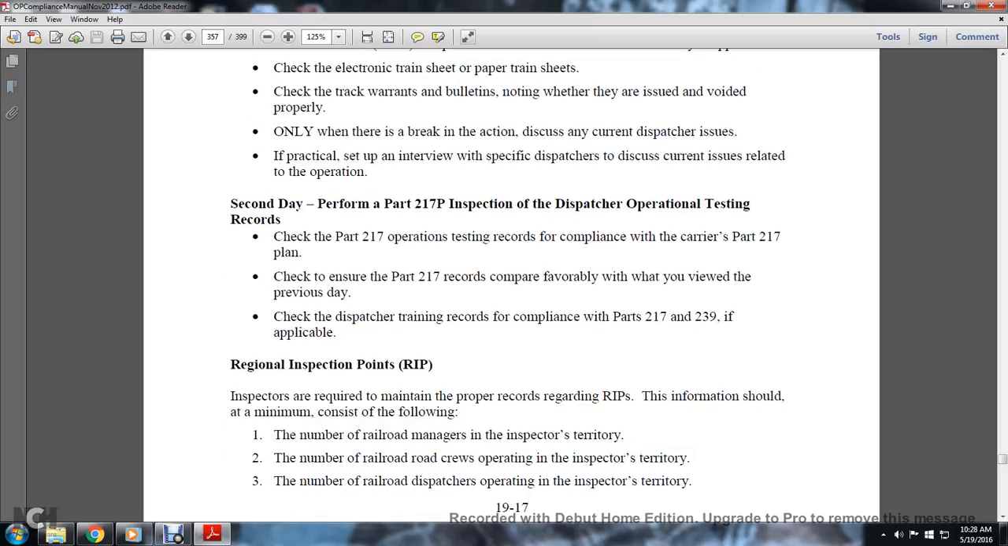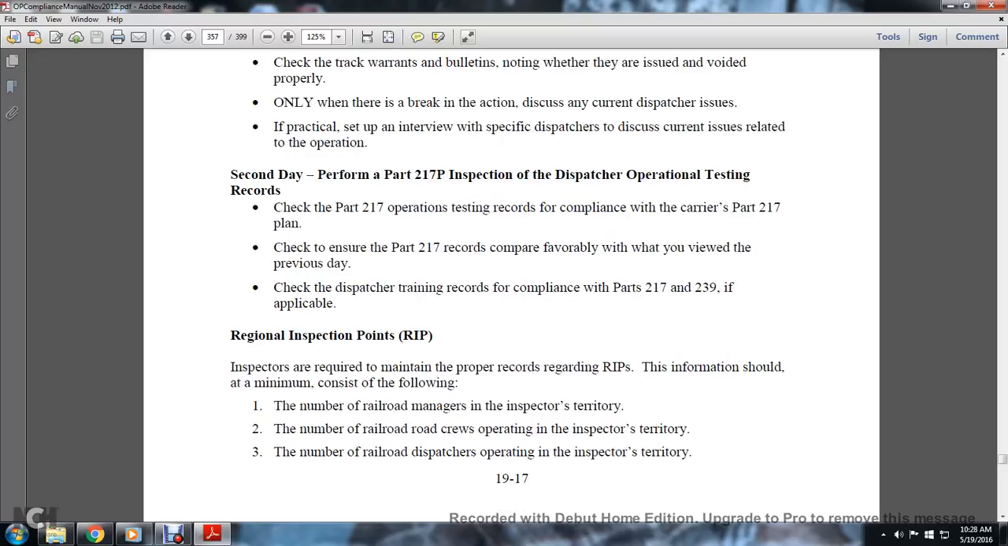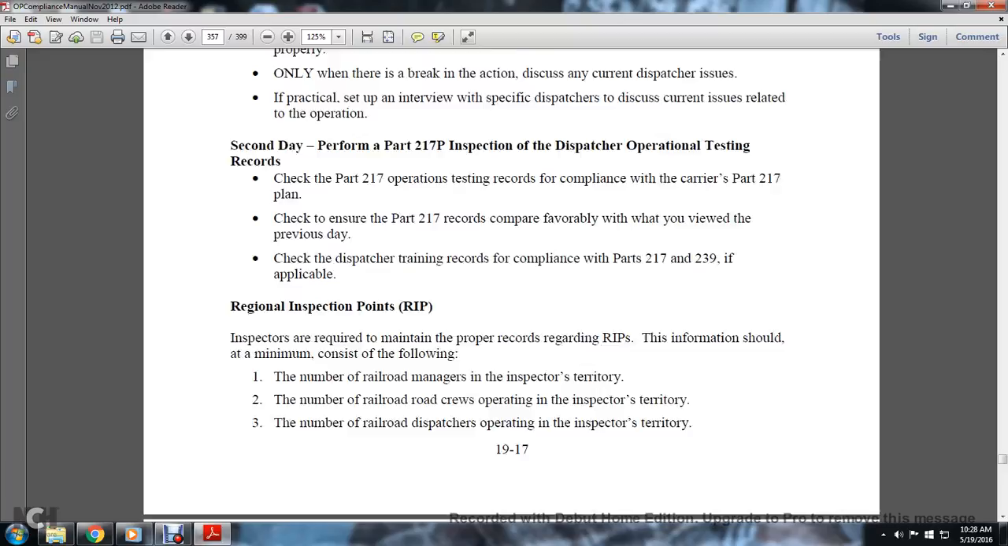Second day, perform a 217P inspection of the dispatcher operational testing. Check the Part 217 operational testing records for compliance with the carrier's 217 plan, ensuring the 217 records compare favorably with what was viewed on the previous day, and check the second dispatcher train record for compliance with 217-239 if applicable.